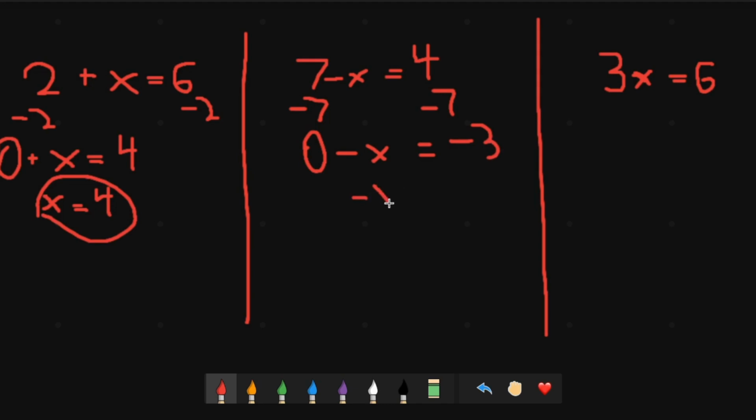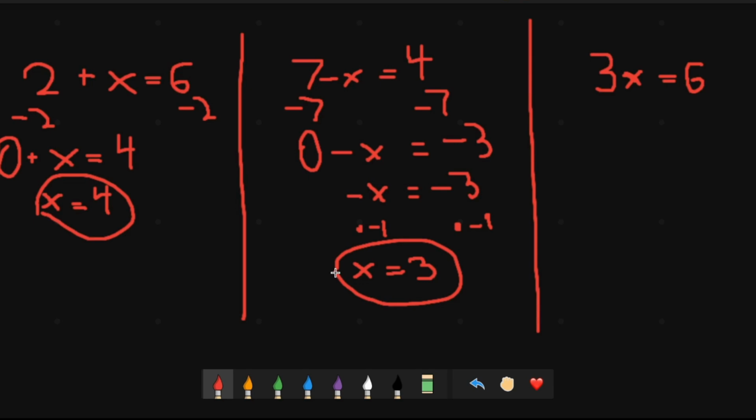Since we want x to be positive, what we could do is multiply both sides of the equation by negative 1. That way anything times 1 is itself, and two negatives multiplied make positive. So then we'll get x equals 3. This is our final answer for this equation.